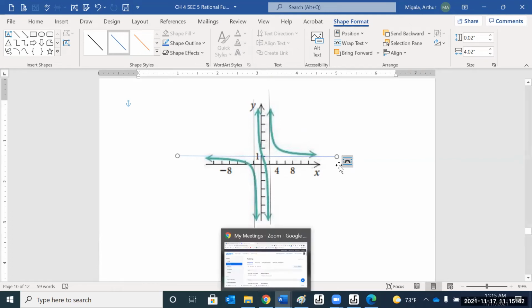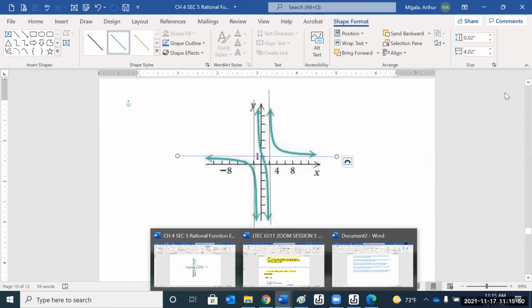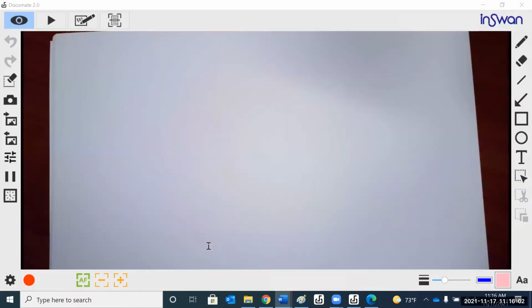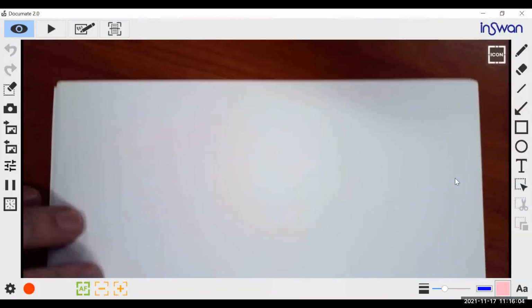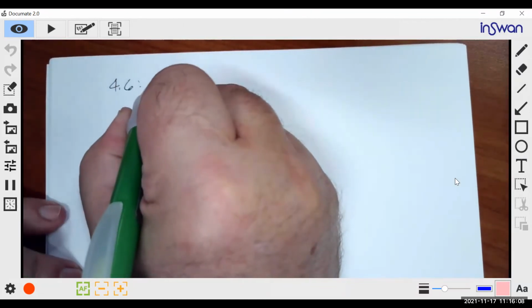All right, so let's go back now and finish up chapter 4. Section 5 is the last one. Section 6 is even easier. It's inequalities. I know every time I say something, it's another section, another section. This is the last section of chapter 4.